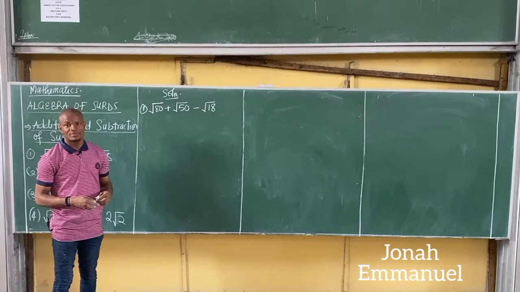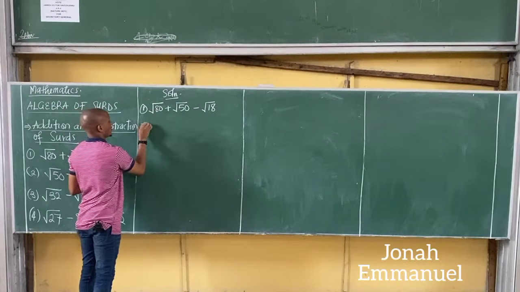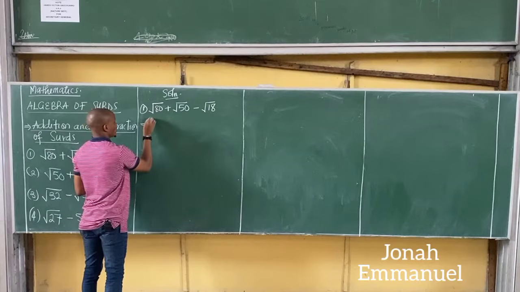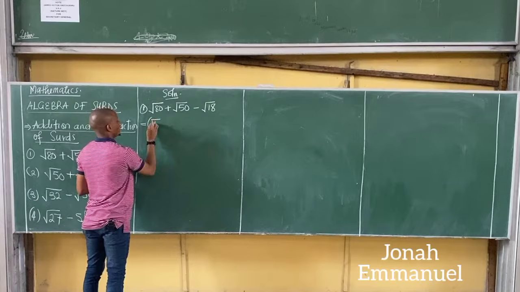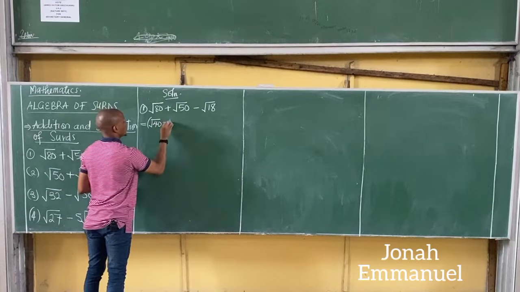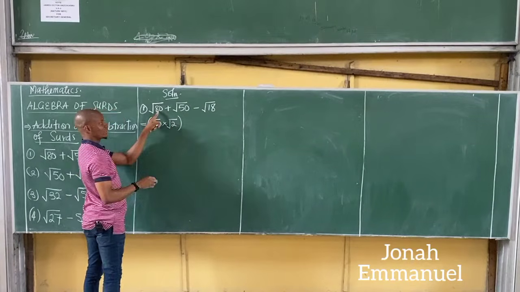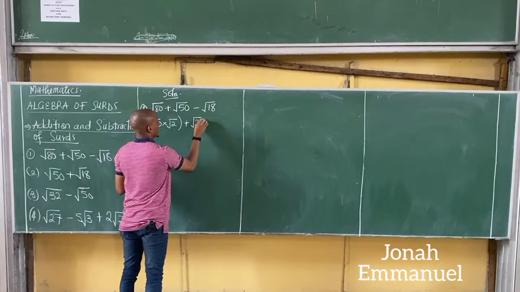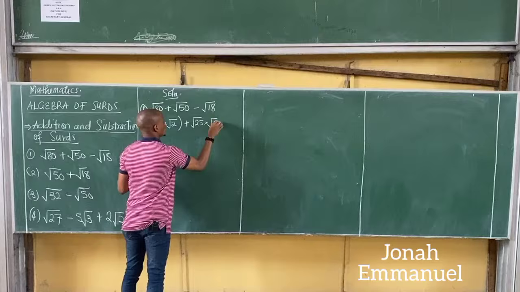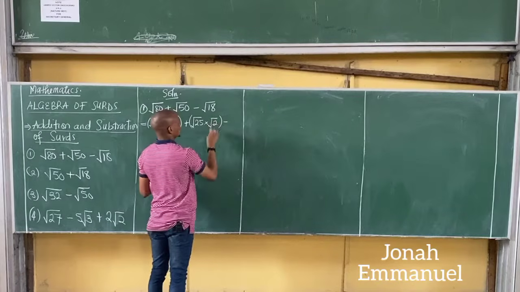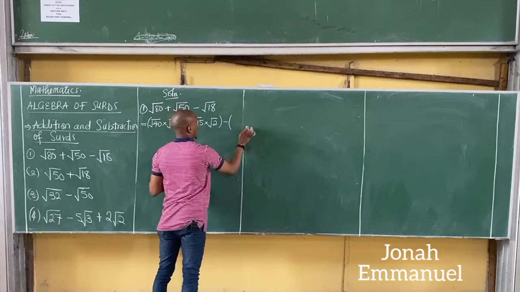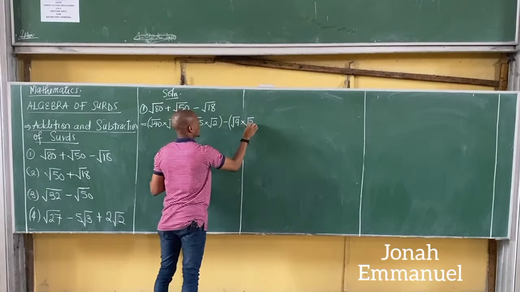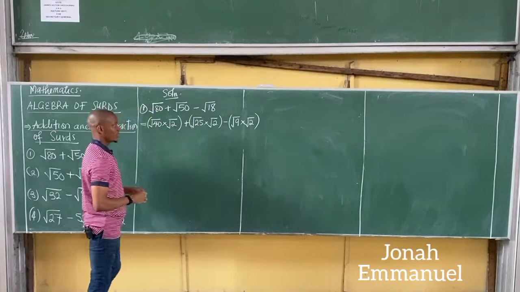That's the concept. So this now becomes equal to what's root 80? Root 80 becomes root 40 times root 2, right? That gives you 80. Plus what's root 80? Root 25 times root 2. Minus what's root 18 there? You can use root 9 times root 2. That gives you 18. Alright.